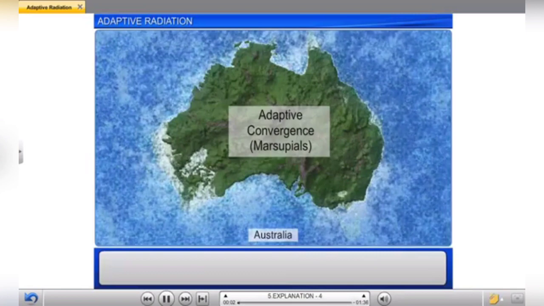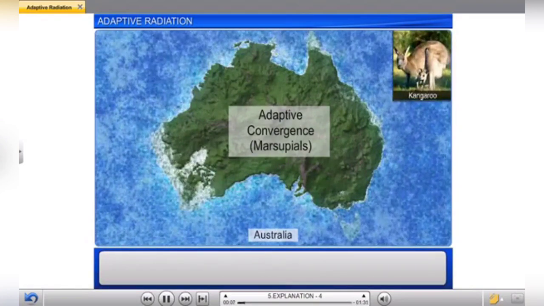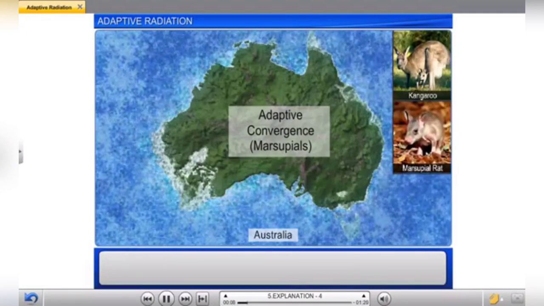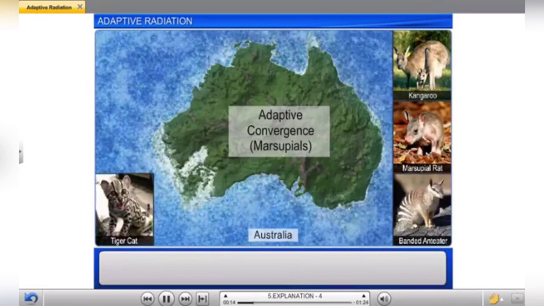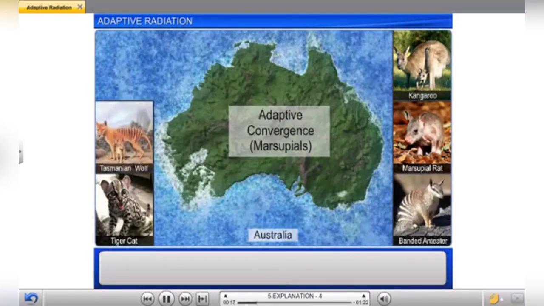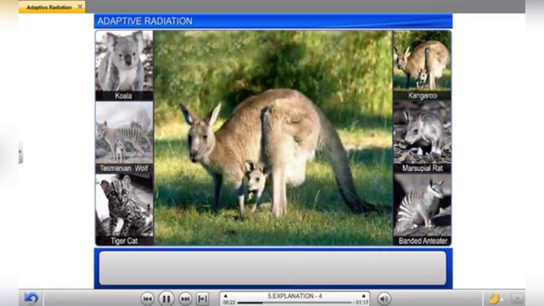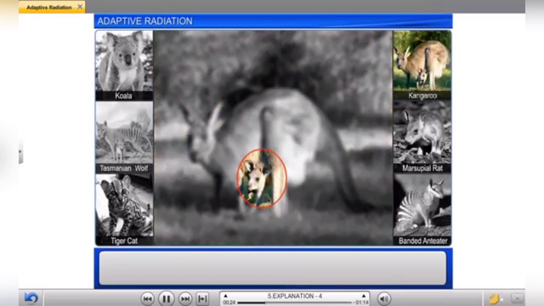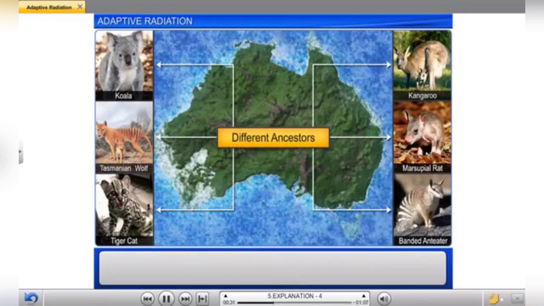For example, Australian marsupials such as the kangaroo, marsupial rat, banded anteater, tiger cat, Tasmanian wolf, and koala. Marsupial mammals are characterized by their pouch in which the female carries the young through the initial days of infancy. Many different types of marsupials with different ancestry have evolved on the continent of Australia.